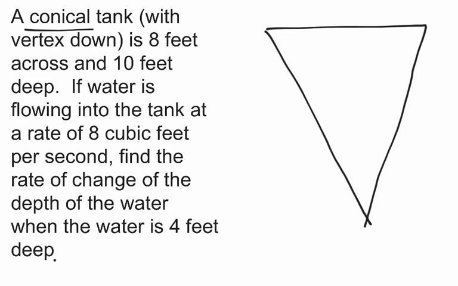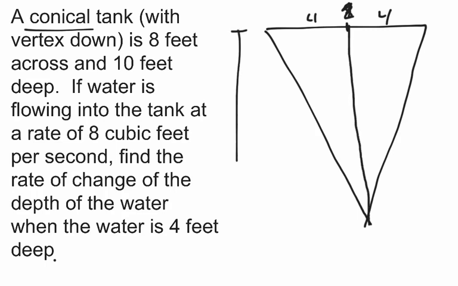Okay, so we know that it's 8 feet across, which means that the radius of this cone would be 4, because that's half of 8. And then the cone is 10 feet deep, so this height here is 10. The other thing we know about cones is the equation for volume, and usually this will be given to you in the problem. So V of a cone is 1/3 pi r squared times h.